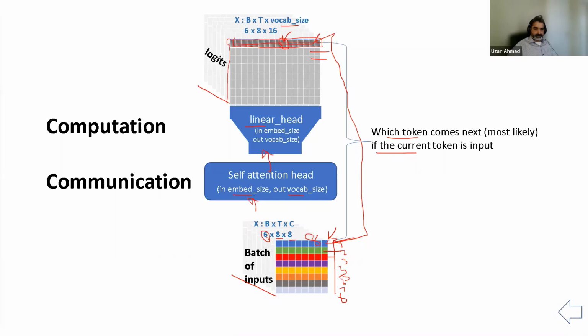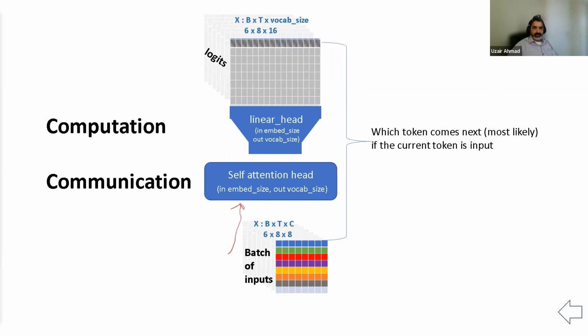Essentially, this is all what we do in self-attention. Feed the input through self-attention head. Take the output from self-attention head, pass it through another network that projects it into vocabulary size dimension.